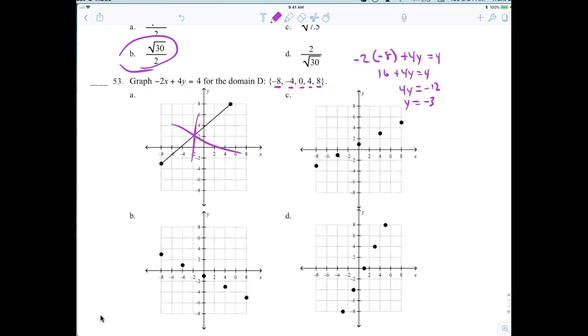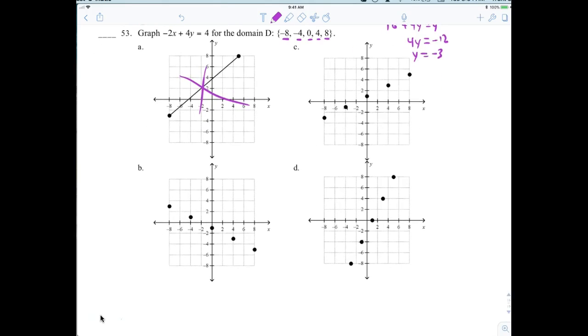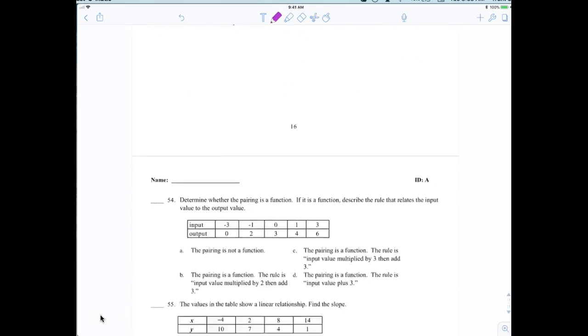So if I plug in negative 8, I should get negative 3. So is it B? If I plug in negative 8, is that point negative 3? No. Look at C. Negative 8, negative 3. Is that good? Yes. Is negative 8, negative 3 over here? No. So the only possible answer was C. Everybody good? All right.